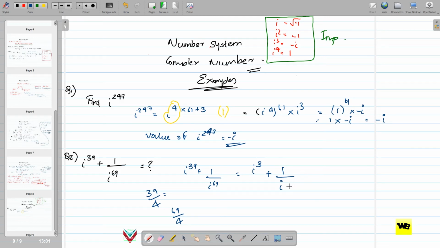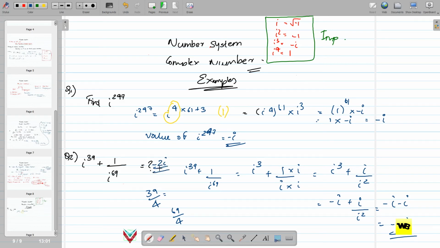So here let's multiply it with I, so that we will get the answer I cube plus I upon I square. And here we will get minus I plus I upon I square, so we will get minus I minus I, which is minus 2i. Therefore the answer of I raised to 39 plus 1 upon I raised to 69 is minus 2i.